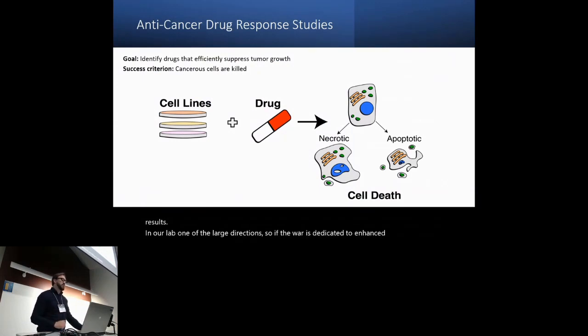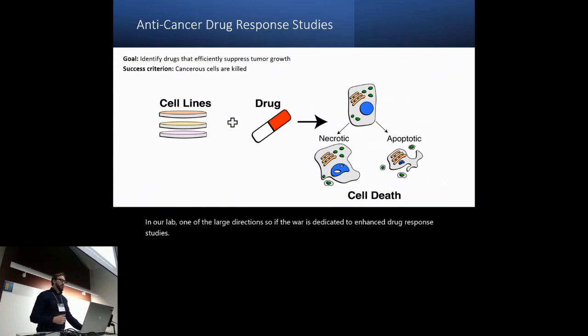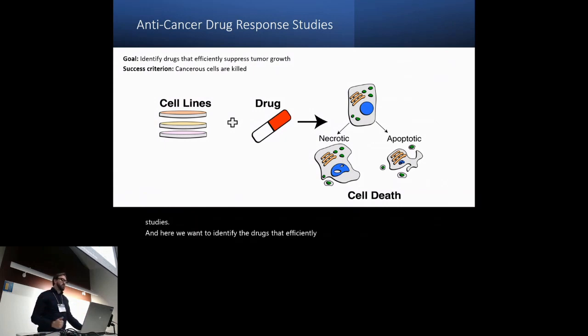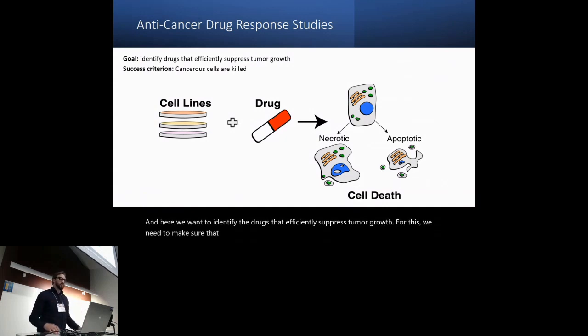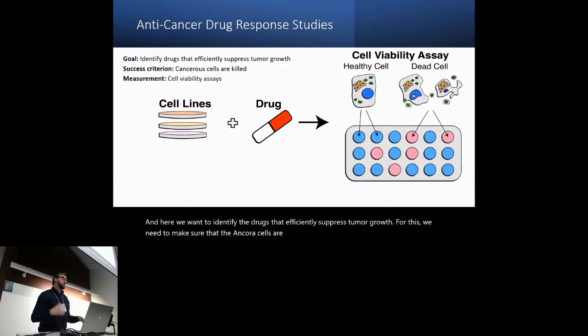In our lab, one of the large directions of the work is dedicated to anti-cancer drug response studies. Here we want to identify the drugs that efficiently suppress tumor growth. For this, we need to make sure that the cancerous cells are killed. The way to experimentally validate this is through the cell viability assays.